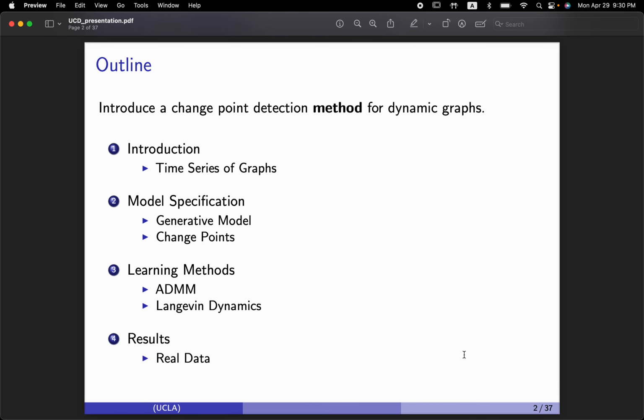For the outline, I will first talk about the type of data that we're working on. And you might be wondering, how can a generative model be helpful in change point detection? So I would like to first talk about a model specification, and then from there draw the connection to change point and the associated detection problem. And then I will talk about the learning methods, which involve two components: one is ADMM and the other one is Langevin dynamics. And lastly, I will use a real data experiment to demonstrate that a generative model can be helpful in change point detection.